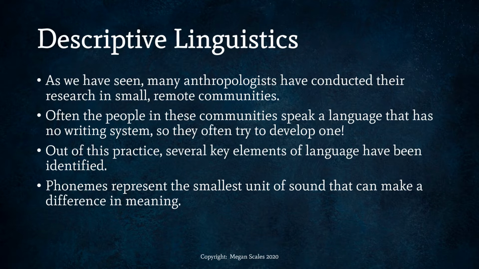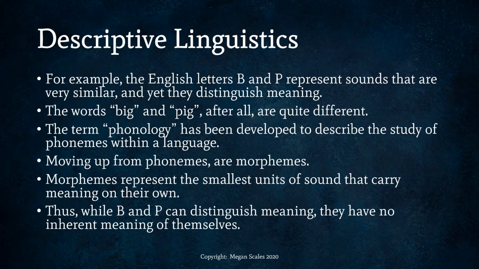One is a phoneme. A phoneme is a part of language, and it represents the smallest unit of sound that can make a difference in meaning. For example, the English letters B and P represent sounds that are very similar, and yet they distinguish meaning. Whenever I say the words big and pig, if you are a native English speaker, you will be able to discern the difference between those two sounds. That's one thing that can change between different language speakers. Somebody who speaks a different language might not be able to tell the difference between big and pig. They might sound similar to them.